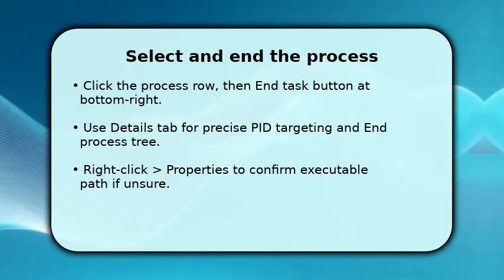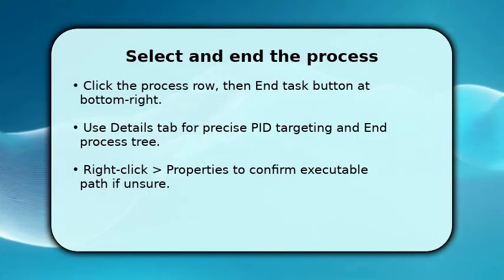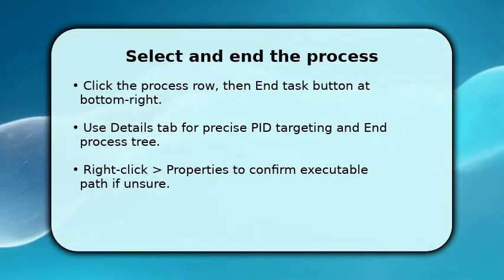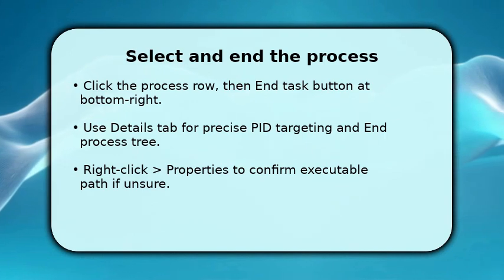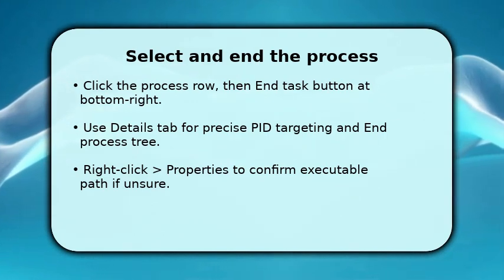If the app spawns child processes, switch to the Details tab, select the main PID and choose End Process Tree to remove all related processes at once. Make sure to use right-click properties to confirm the executable path if the name isn't obvious. That prevents accidental termination of system-critical programs. If End Task fails, proceed to elevated options in the next step.